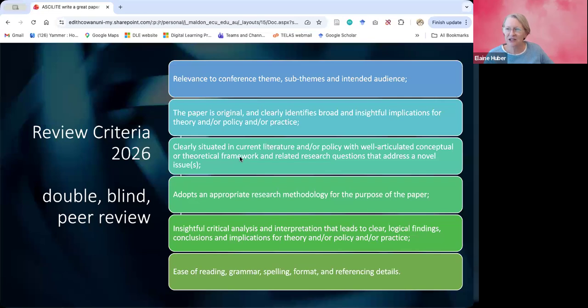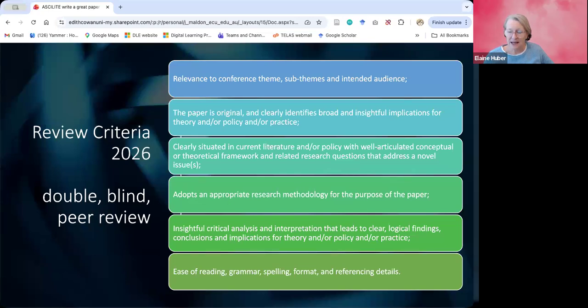Must situate it in the current literature. So this goes back to the question about the paper length, it includes all your references as well. So we're looking for current references, nothing too dated unless it's some seminal kind of works. And yeah, you've got to articulate well how it links into theory and conceptual frameworks that might exist already.